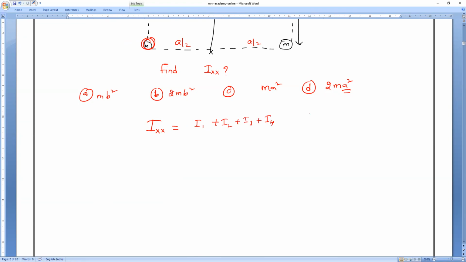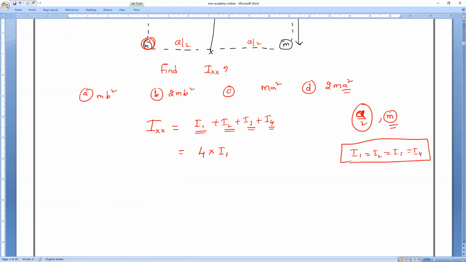But if you notice, every body is at the same distance, that is a by 2. Am I right, guys? And every body has the same mass, M. So can I say the moment of inertia possessed by every body is the same? So I can write 4 into I1, everything is the same. I1 is equal to I2 is equal to I3 is equal to I4. All right, please respond, guys.